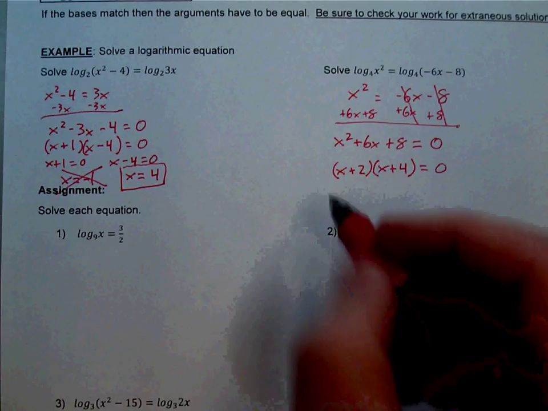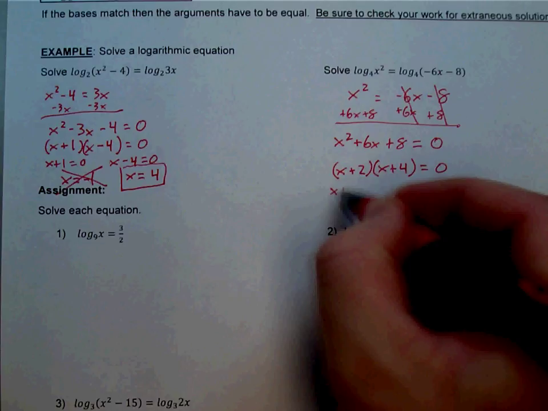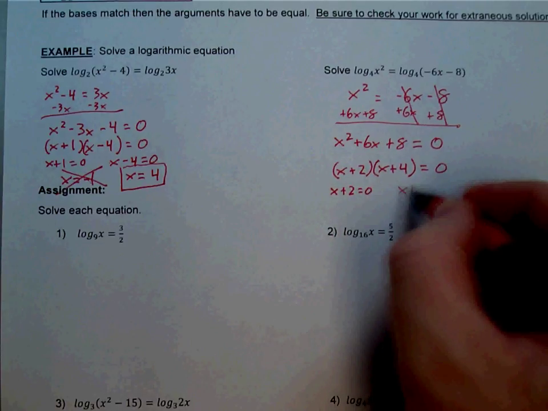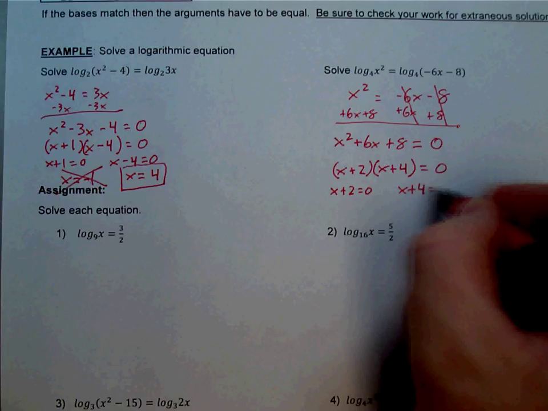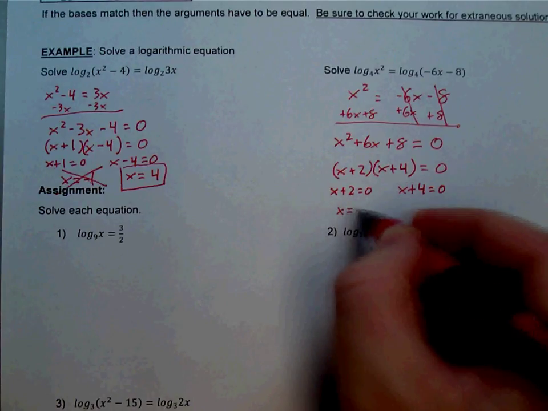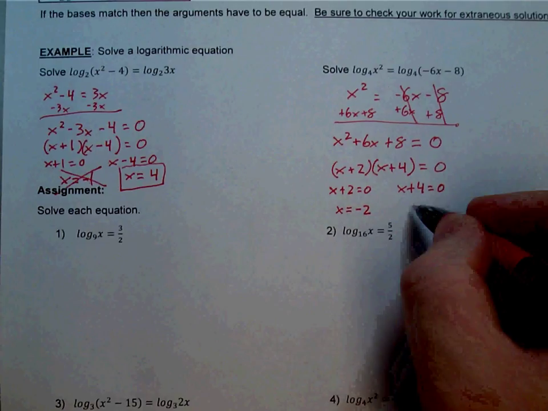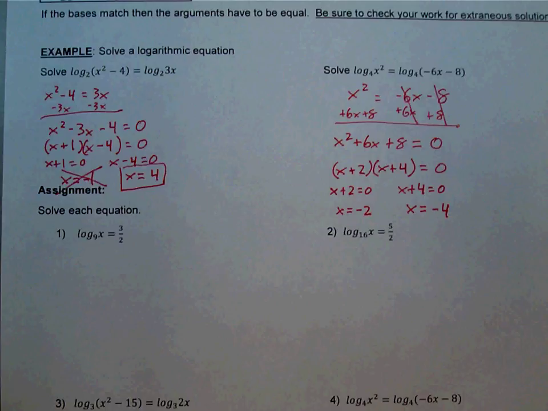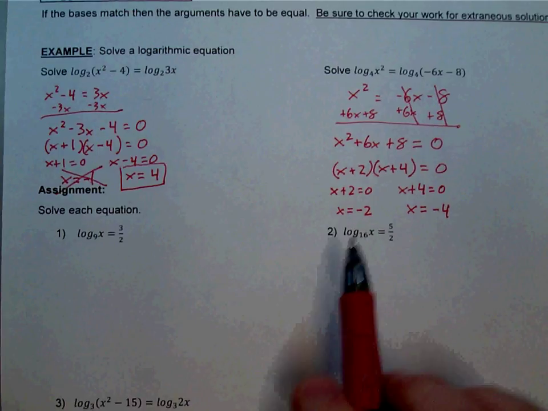So now we set each factor equal to 0. Let x plus 2 equal 0, and let x plus 4 equal 0. In the first one, I get x equals negative 2. In the second one, I get x equals negative 4. Those are my answers as long as they work. I'm going to test them to see if they work.